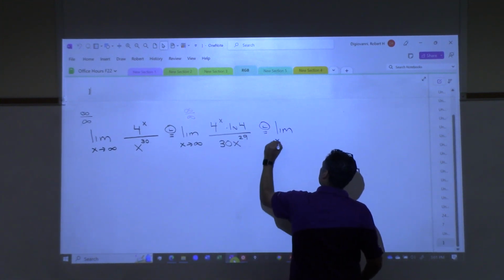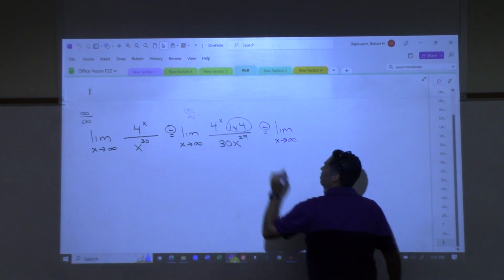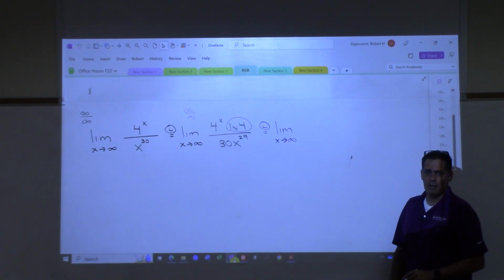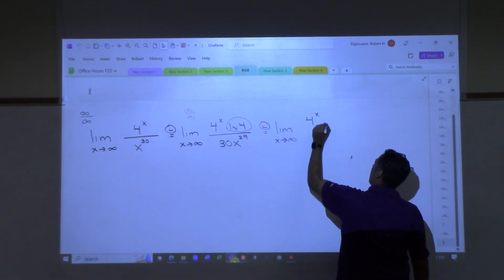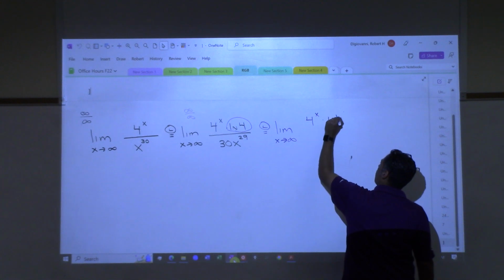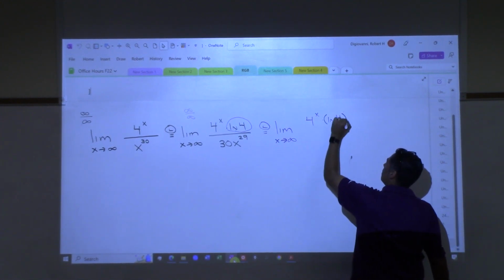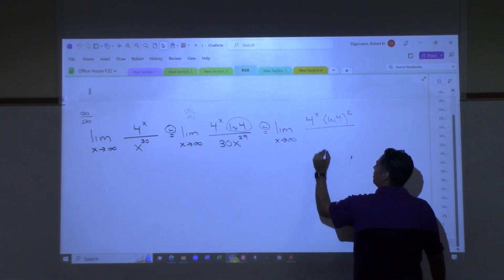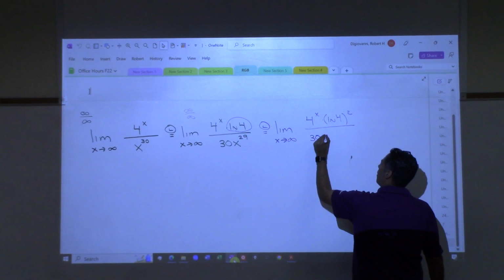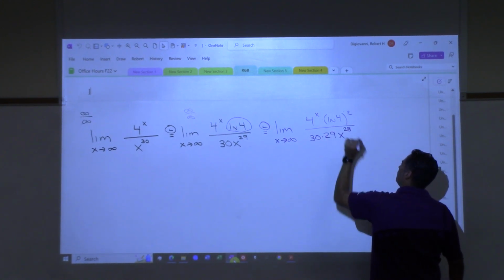Limit, x goes to infinity. Derivative of the top. This constant comes for the ride, right? So I just want the derivative of 4 to the x again, which is 4 to the x times natural log of 4, right? But I already had a natural log of 4 there, didn't I? So just square it. And then over on the bottom, 30 was there, right? I brought a 29 out, and then x to the 28th power.